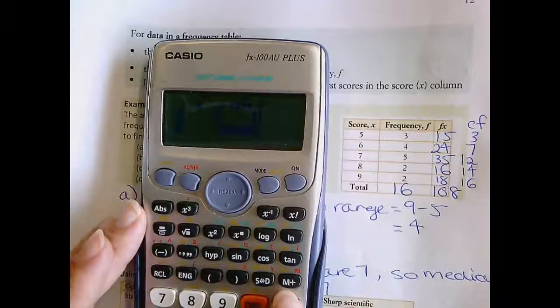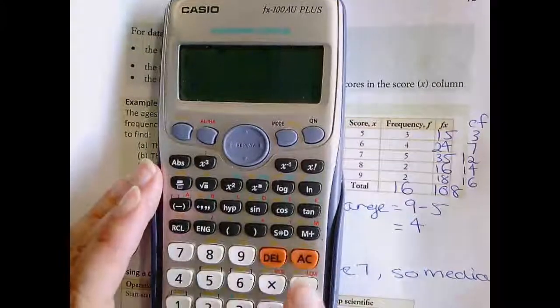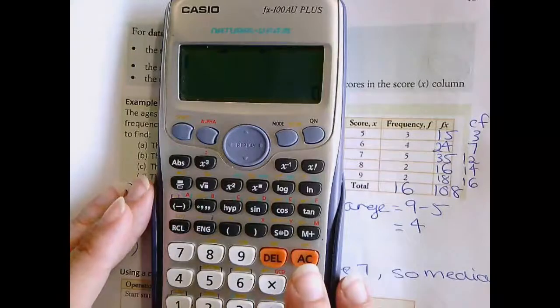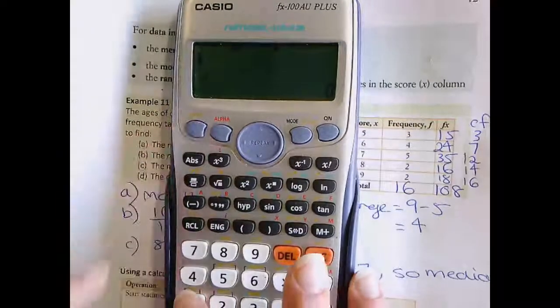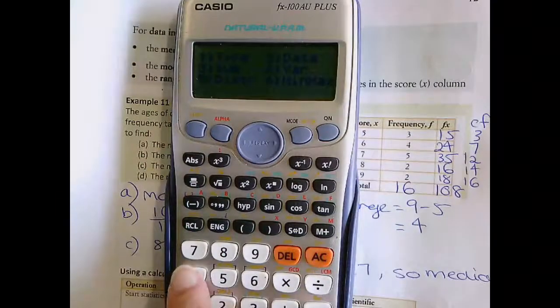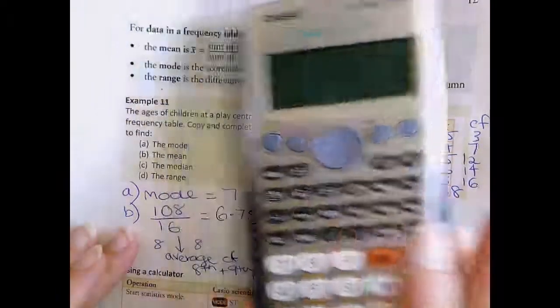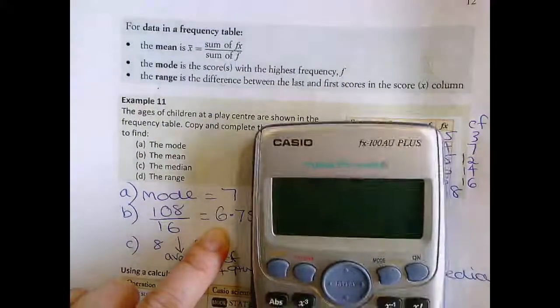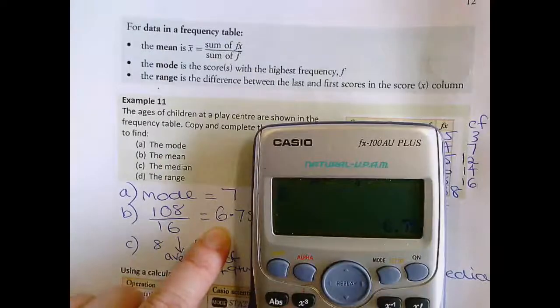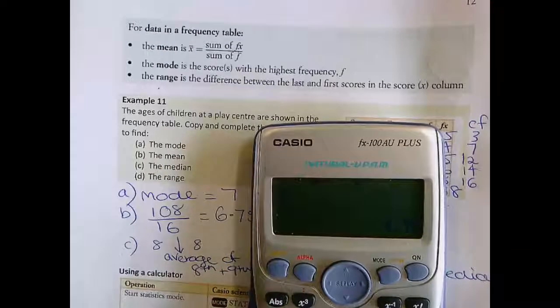Now I'm going to press AC, and now I want to find the mean. So I'm going to press Shift 1 and 4 for variance. Number 2 has the mean symbol, just like we did before. Press equals and hope that it gets the same answer. Yep, 6.75. Okay, so that's how you would use your calculator to do that.